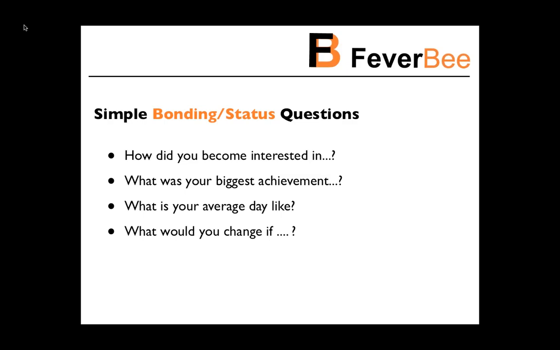And in fact, there are a lot of conversation starters that we've developed throughout the year which tend to get a big response. Now, I'm not saying that you should use all of these, but these are some very simple ones you can use to get activity going in your community. So, for example, how did you become interested in the topic? What's your biggest achievement in the topic? What do you love most about some specific thing? What would you change if? So there are lots of very good, simple bonding and status-related questions that you can ask to initiate activity.